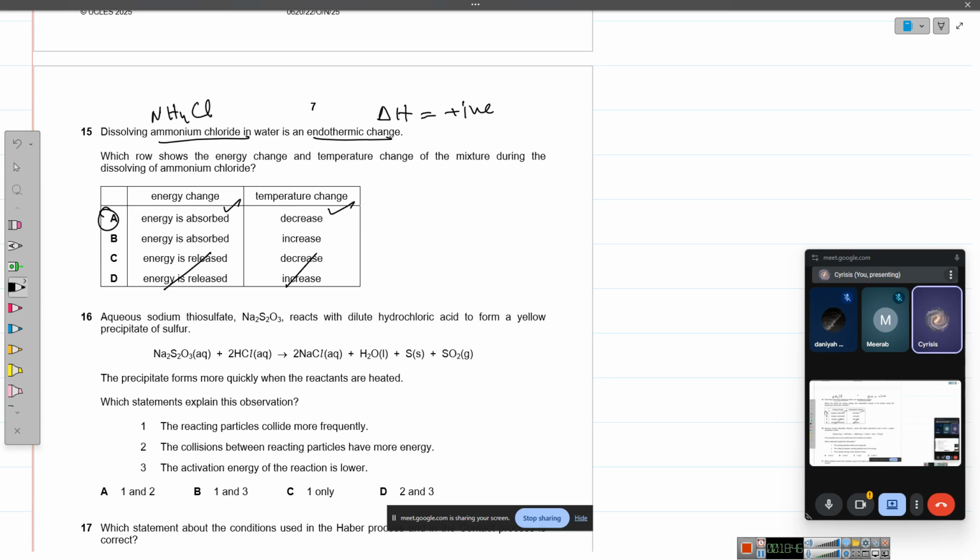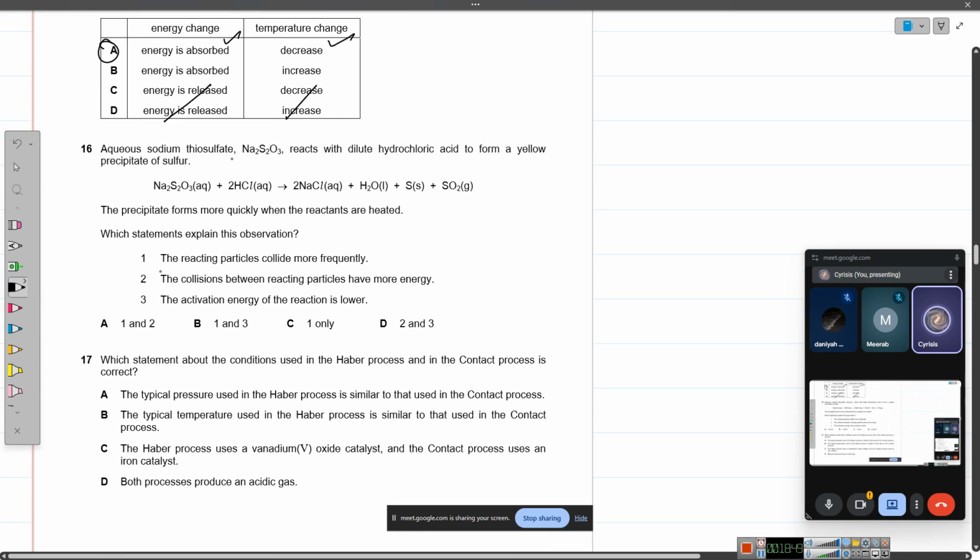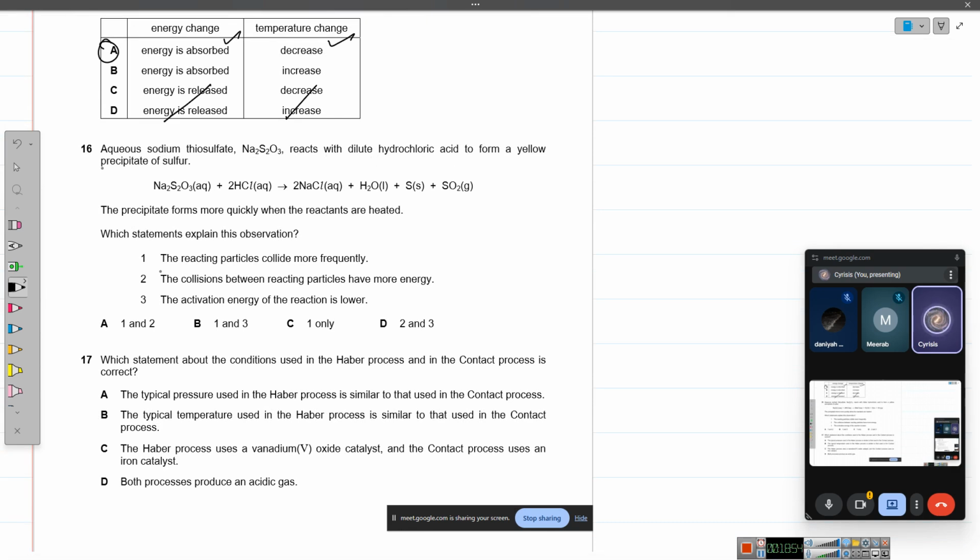Okay. Next, aqueous sodium thiosulfate reacts with dilute hydrochloric acid to form a yellow precipitate of sulfur, right? Yellow precipitate, right? Here we get sodium chloride, water, S and SO2, right? The precipitate forms more quickly when the reactants are heated, right? Which statement explains this observation? The reacting particles collide more frequently, right? We can say that, right? The collisions between the reacting particles have more energy, that's for sure, right? Because heating gives us more kinetic energy.